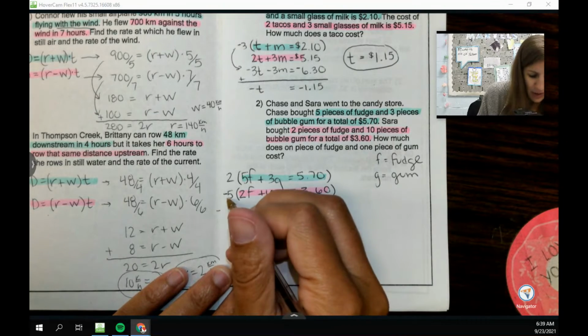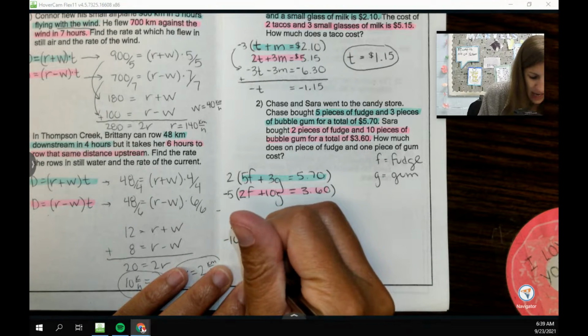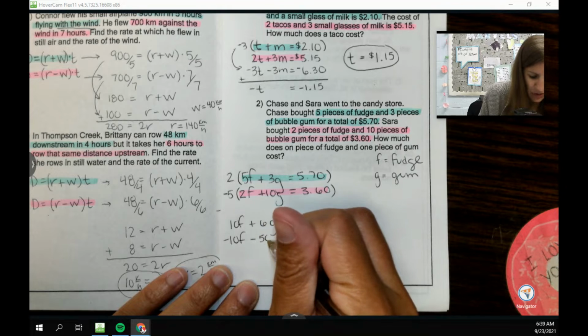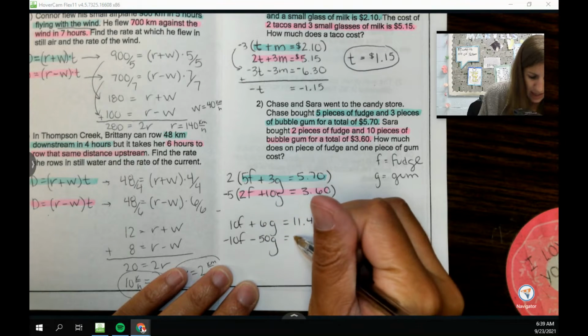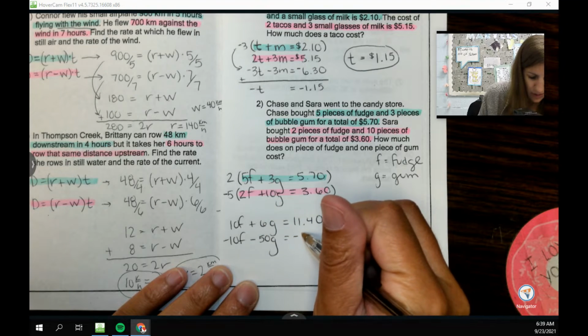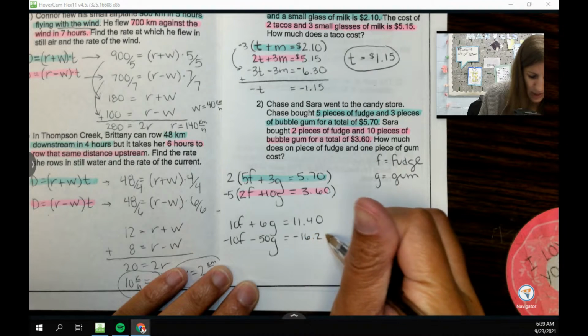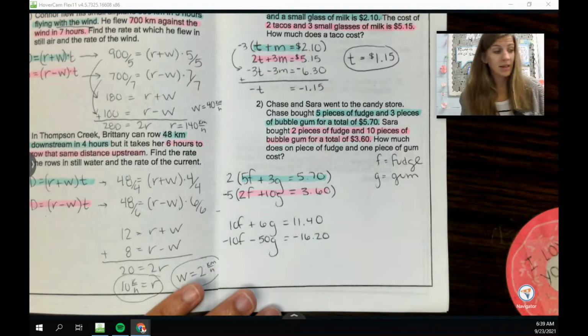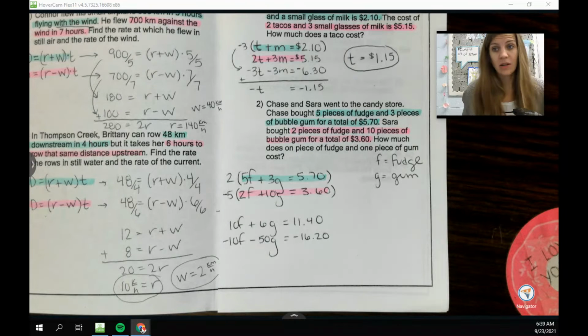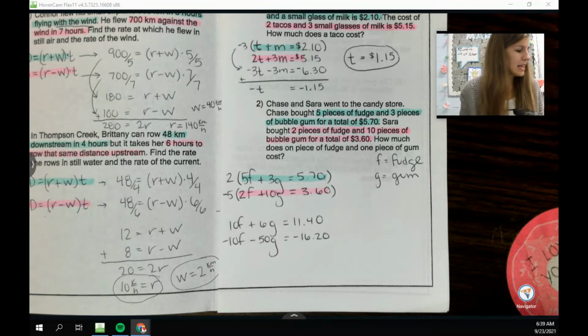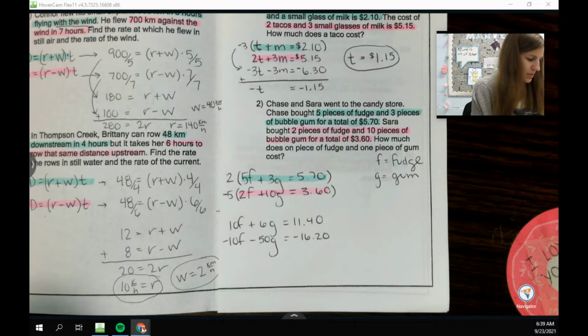And then on the bottom, if we multiply that by -5, we'll have -10f, -50g equals -1620. Oh my goodness, I should double check that, but I don't know where my calculator is. Just kidding. Let's just double check that. Sometimes my morning math brain is not to be trusted.